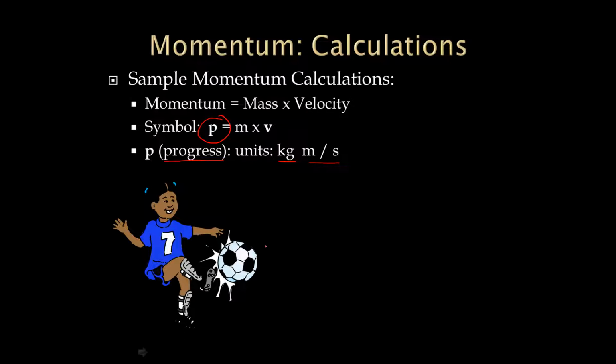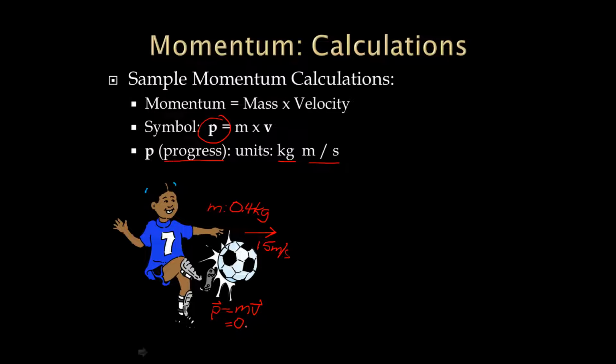We have a young soccer player who has kicked the ball, and we'll say this ball has a mass of 0.4 kilograms, and it's kicked with a velocity of 15 meters per second to the right. Let's figure out what that momentum is. Momentum, I'll put these little hats over there indicating it's a vector, is mass times velocity.